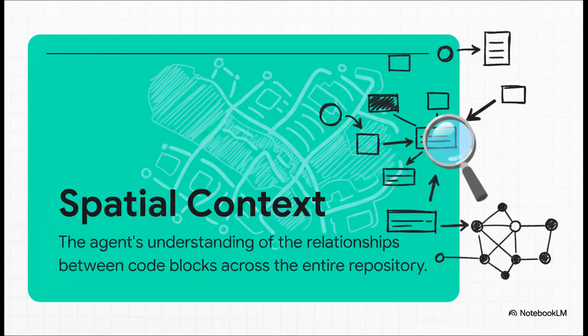Okay, so if temporal context is the agent's memory of time, then spatial context is its map of space. It's a complete understanding of the relationships between all the different pieces of code across the entire repository. It knows how methods call each other, even across different files. It understands the whole structure.